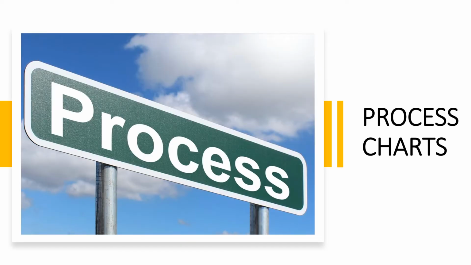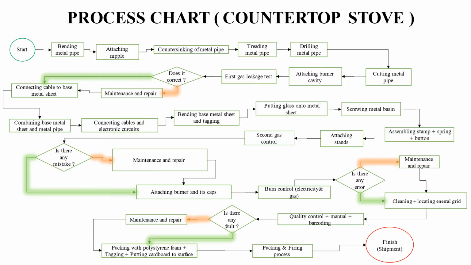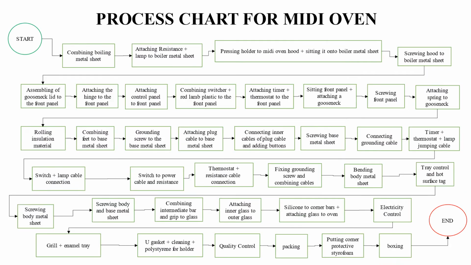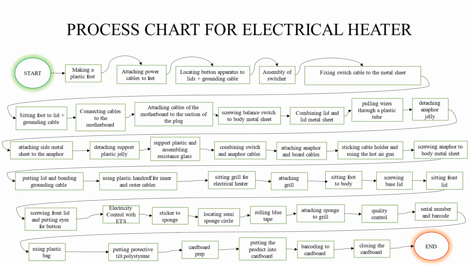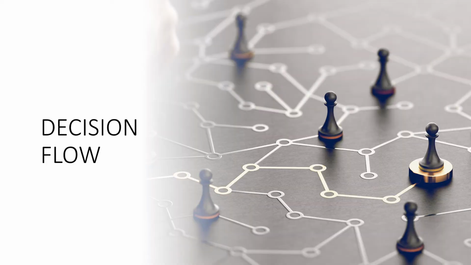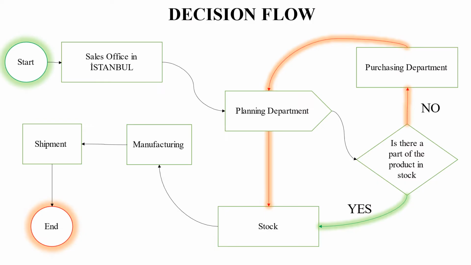In process charts, I designed the countertop stove with decision-making points. Also process charts for the midi oven. And finally, the process chart for the electrical heater. In the decision flow, the decision flow starts from the sales office in Istanbul and ends with shipment.